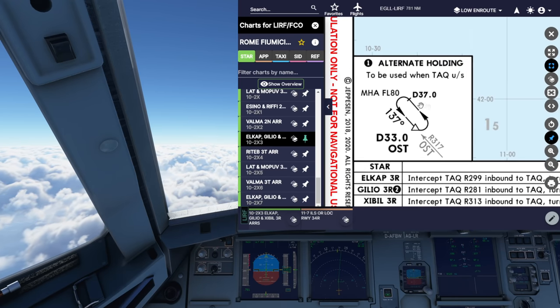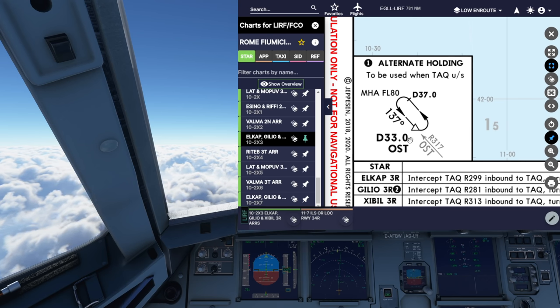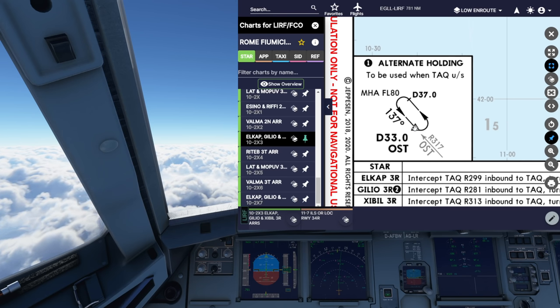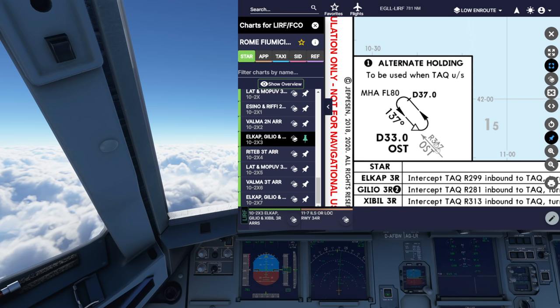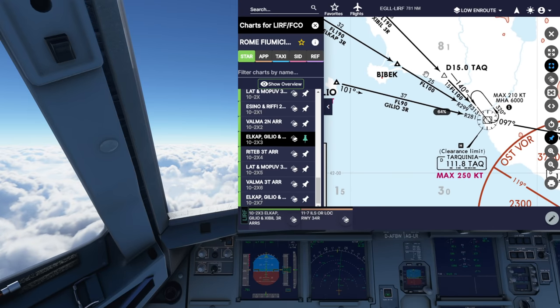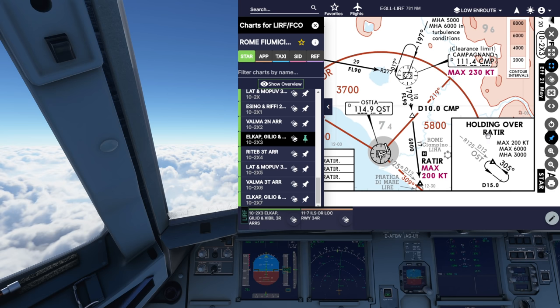You'll also notice this hold is formatted slightly differently. Maybe I should save this for a holding tutorial, but you'll see it says D33, D37. So this is not a time-based hold, this is a distance-based hold. So we'll turn outbound, and then when we get to 37 miles from the VOR, we'll turn inbound. Great, so that's what this little box is telling us. As we carry on, you'll see another one here, and then there's even another one at RAT here.